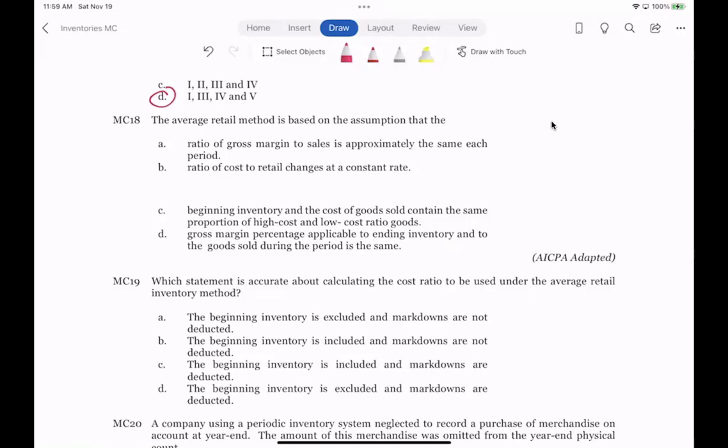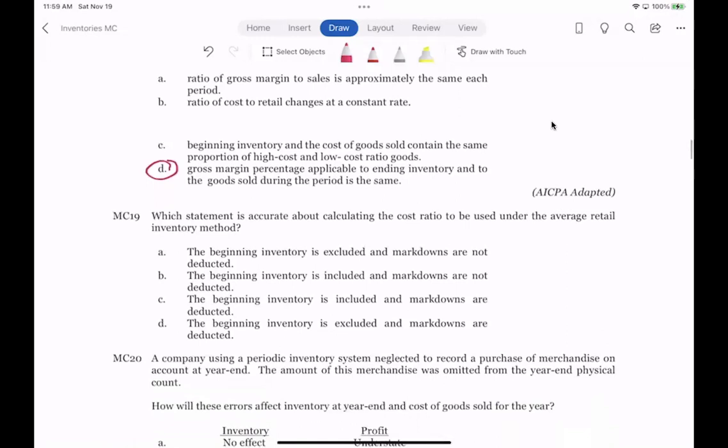Actually, it's not the beginning inventory, but the ending inventory. Therefore, the answer is that the gross margin percentage applicable to ending inventory and to the cost of goods sold during the period is the same. So both the cost of goods sold and the ending inventory are based on the same cost ratio. So it's letter D.